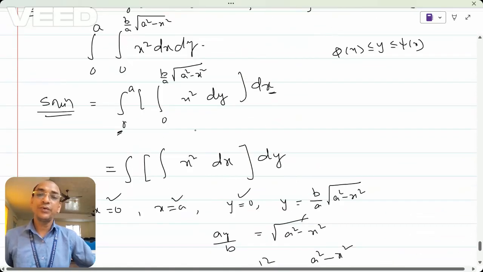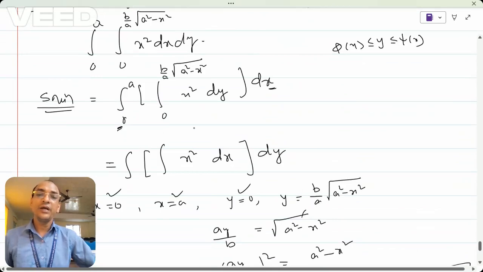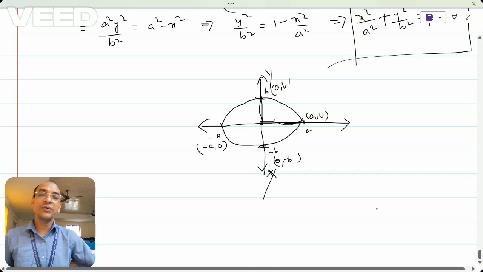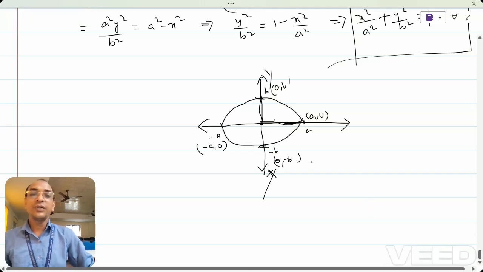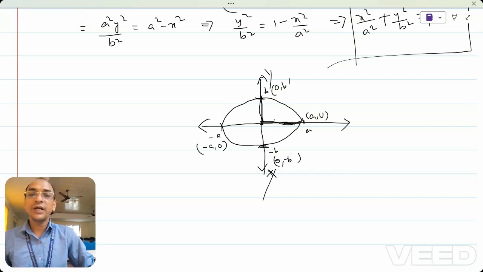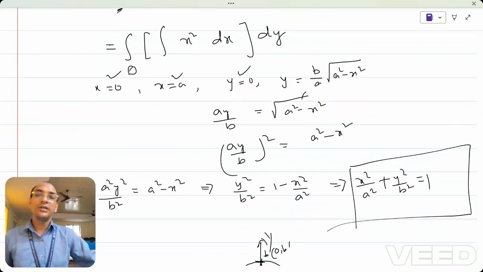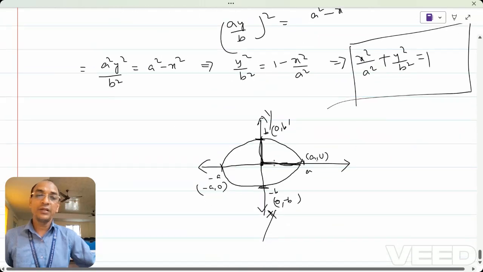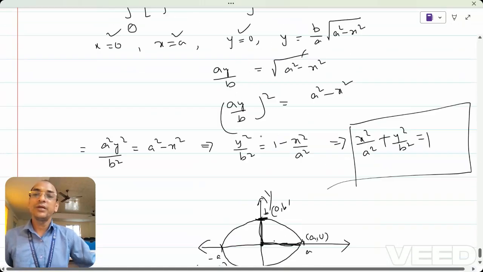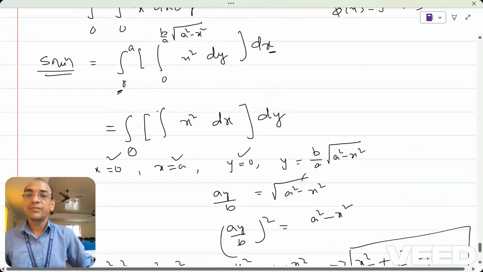That means we will put x inside, y outside. If we put x inside, y outside, then y should have the constant limit. So what is the minimum value of y on this line? 0. So I can put the lower limit of y as 0. And what is the upper limit? The maximum value of y is b, so I can put here b.